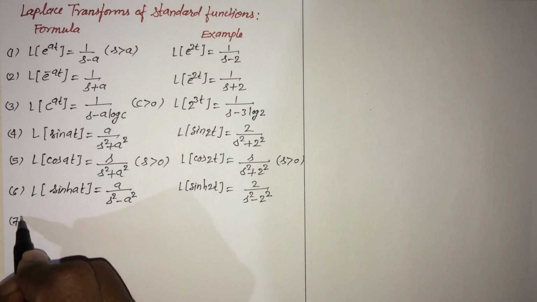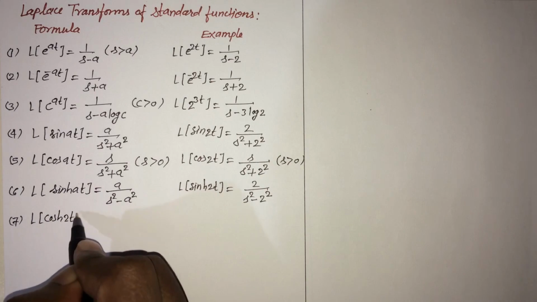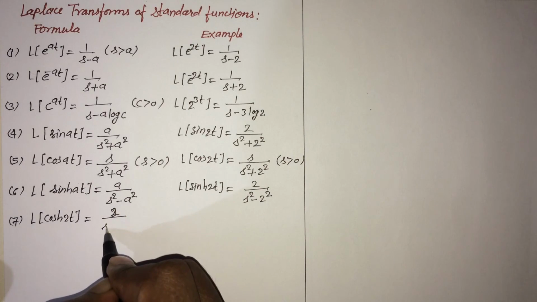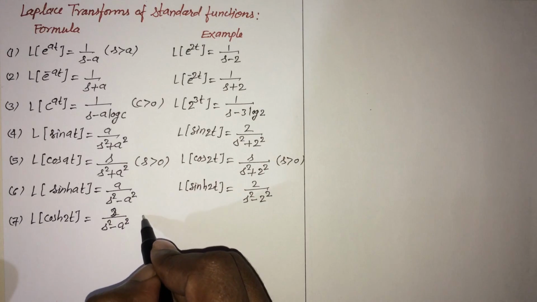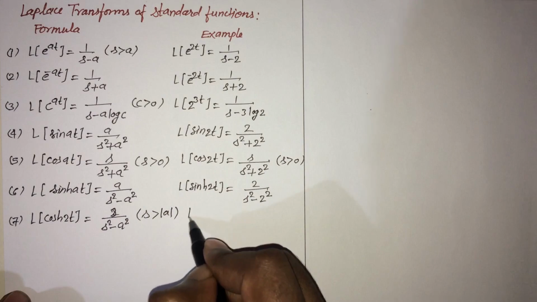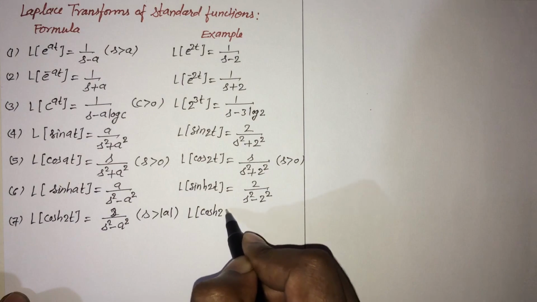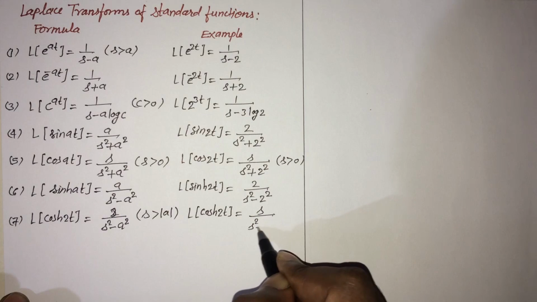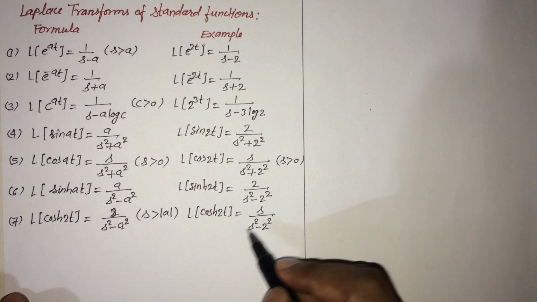Similarly, number 7, Laplace transform of the function cosine hyperbolic at is equal to s upon s square minus a square, provided that s is greater than modulus of a. An example, Laplace transform of hyperbolic function cosine 2t is equal to s upon s square minus 2 square, provided that s is greater than mod of 2.